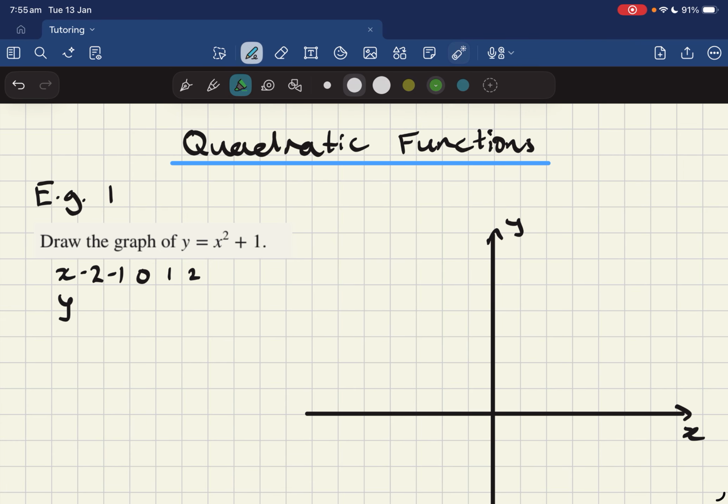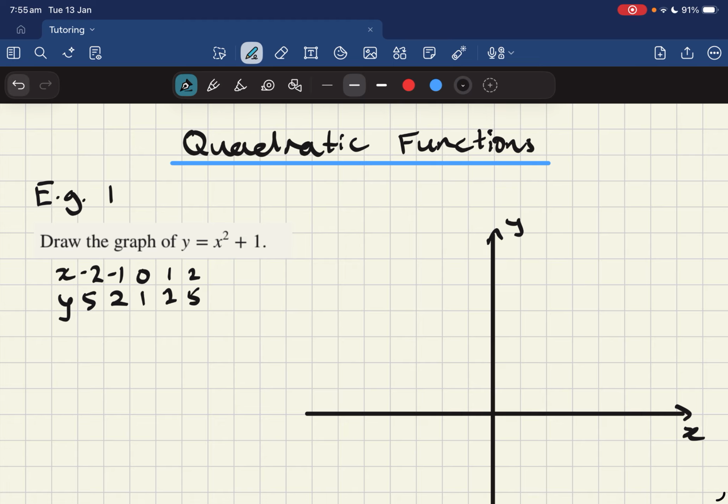So I'm going to substitute a few of these values in and go straight into it because we've had plenty of practice completing a table of values. So substituting in -2 gives you -2 squared plus 1, which gives you 5. Next one, we put -1 squared plus 1 gives you 2. 0 squared plus 1 gives you 1. 1 squared plus 1 gives you 2. 2 squared plus 1 gives you 5.